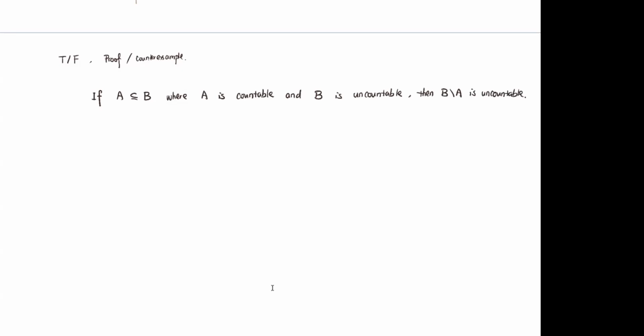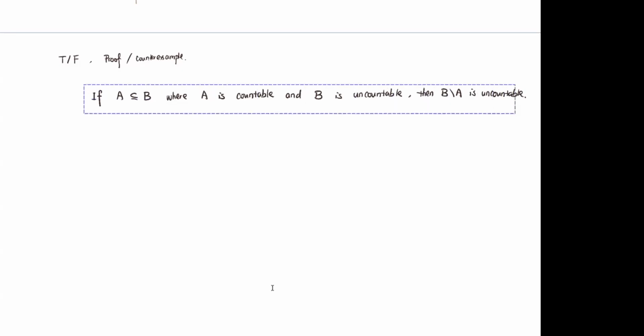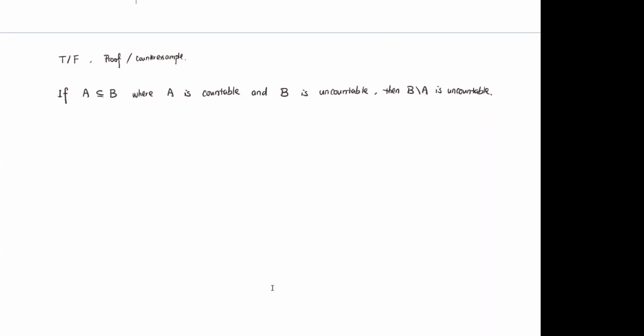Okay, so this is a statement. You need to determine if it's true or false. If it's true, you need to provide a proof. If it's false, then you need to give me a counterexample. I'll give you some time to think about it. It's not that easy to do. At least for you guys, I don't think it's an easy question.